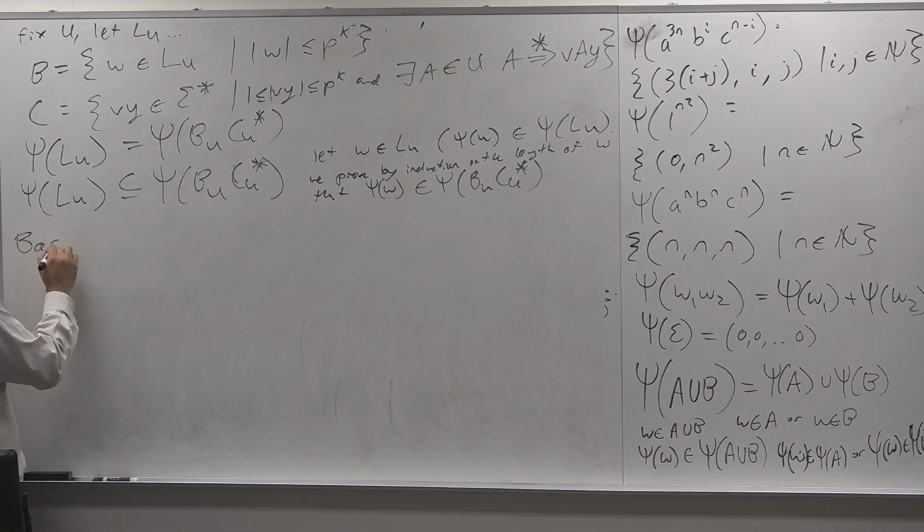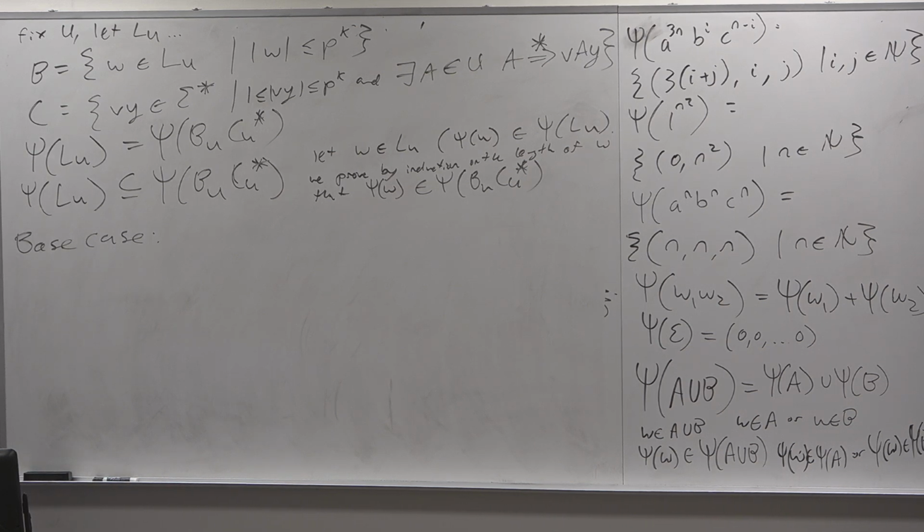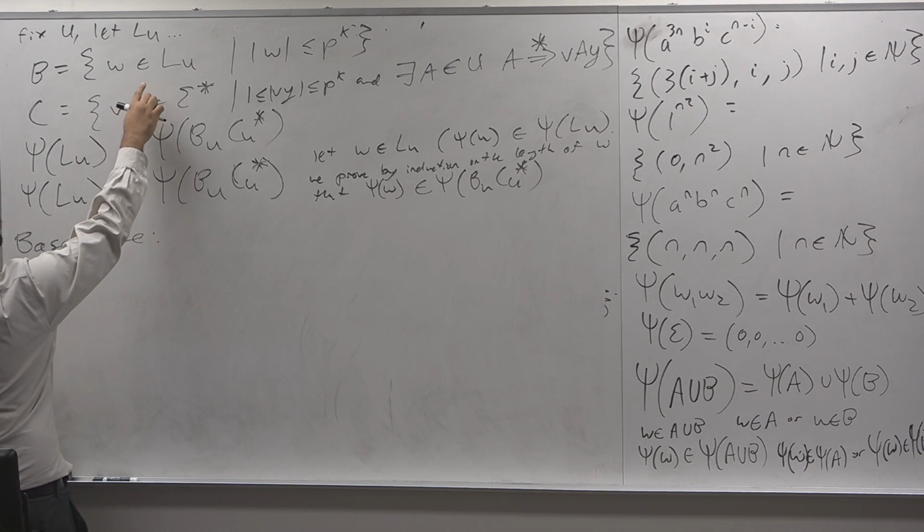Base case, what should our base case be? I don't think anyone's gonna get this, but let's see. What's our base case? In fact, we have a lot of base cases. Just pick a string in B, right? Obviously, just by definition, it's in LU, right? So, if it's in here, it's gonna be in here.